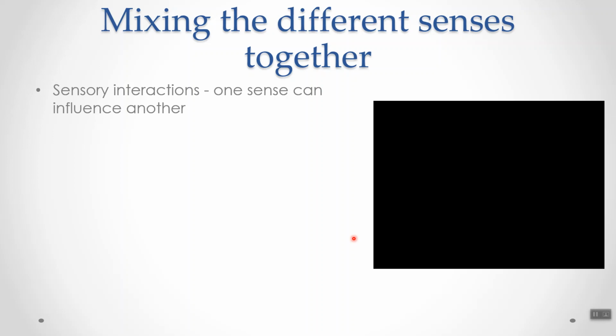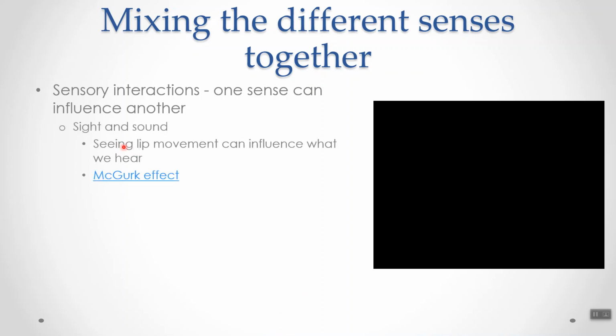So let's move on to a couple of things to bring some of these senses together: how they mix and match, and how they work together or work with our body. First, let's talk about sensory interactions. Sensory interactions is when one sense can influence another. For example, smell can alter your perception of how something tastes; in other words, it can enhance it.